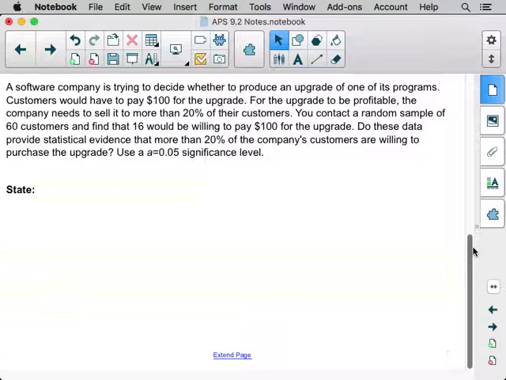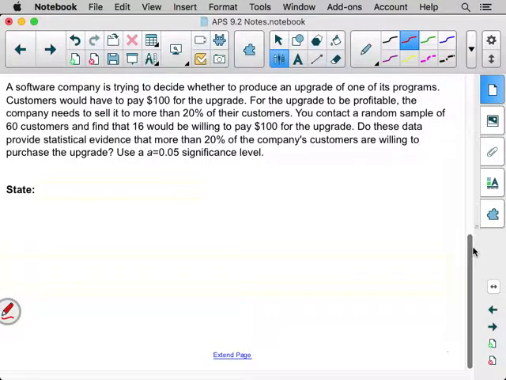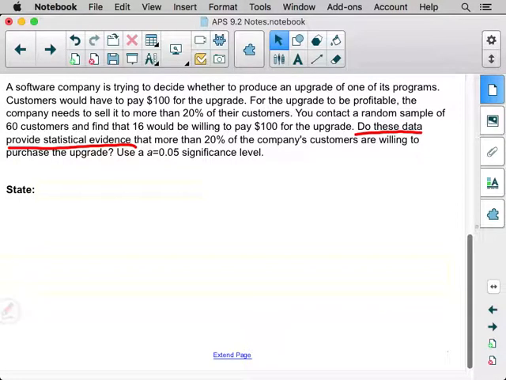All right, so again, this phrase, do these data provide convincing evidence? That phrase is what tells us we're going to be doing this process from this chapter. Okay, that's telling us we're going to go through this whole new 4-step process. All right, what happens in the state step? We need to name it.